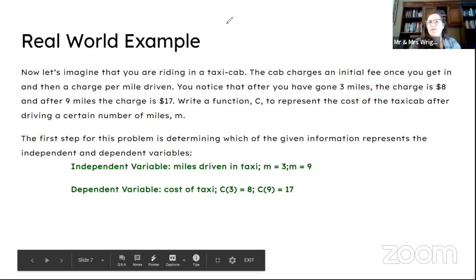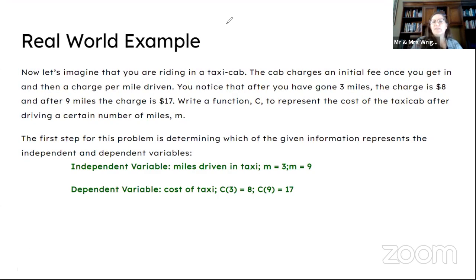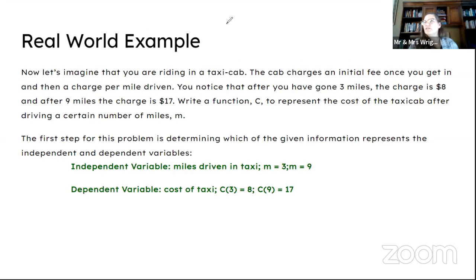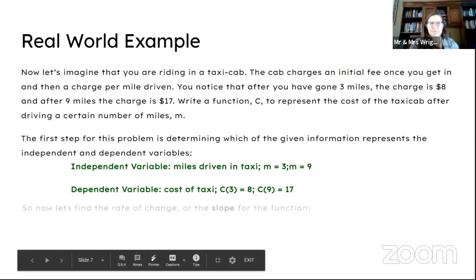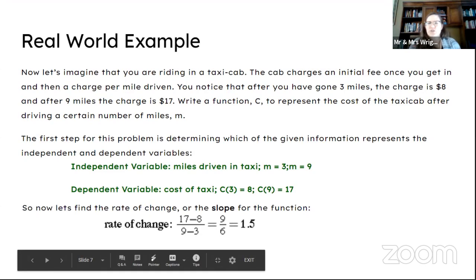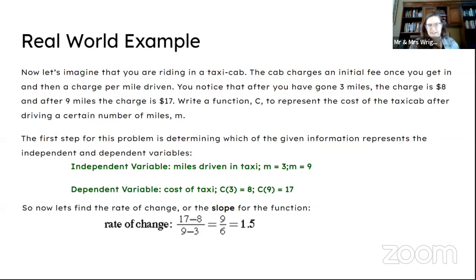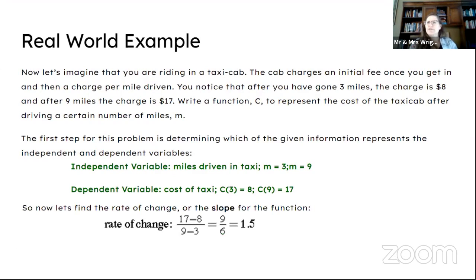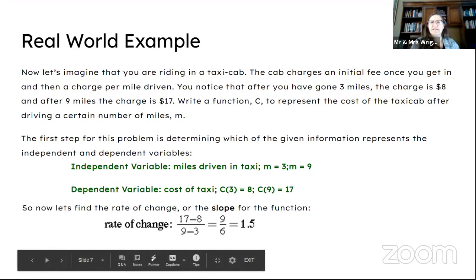And remember, we have mile 3 and mile 9 that we looked at. And then the dependent variable, the cost of our ride in this taxi, depends on how many miles are driven. So the cost, if we've gone 3 miles, is 8, and the cost, if we've gone 9 miles, is 17. So now we're going to find the rate of change, which, remember, is the slope for a linear function. So the difference in the y values, or the dependent values, 17 and 8, is 9. And the difference in the x values, or the independent values, is going to be 6, because we can write these as an ordered pair.